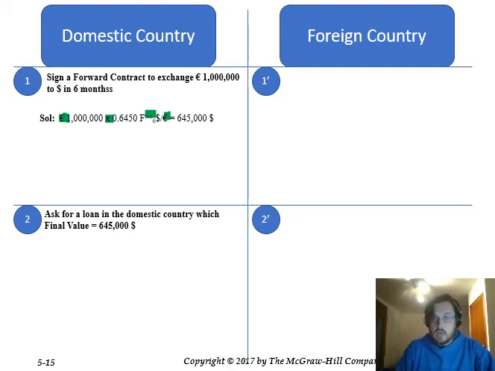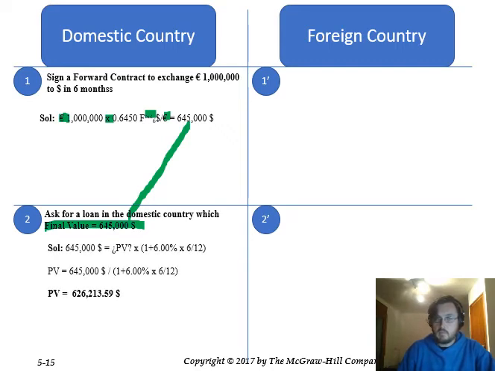Then we ask for a loan in the domestic country, whose final value equals this $645,000 that we get from step number 1. We solve for the present value, using the interest rate to borrow in our country, in the US, that's 6%, okay? And we get this. This is the money that we can get today, $626,213.